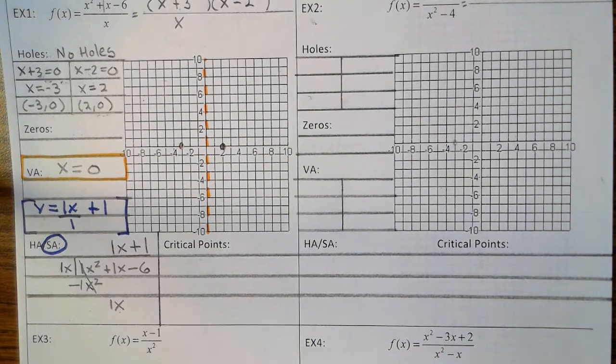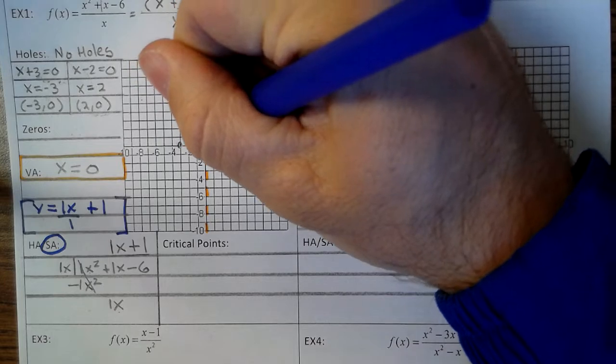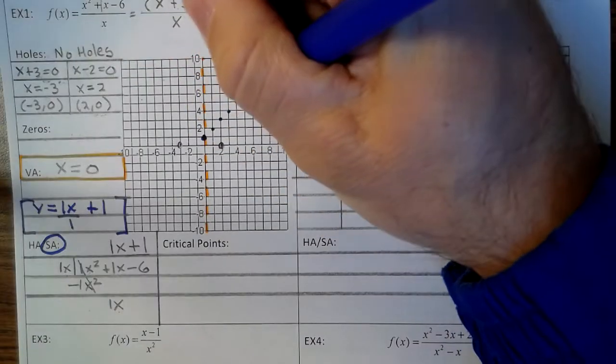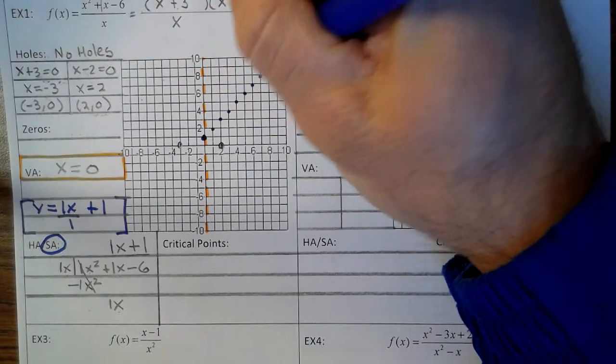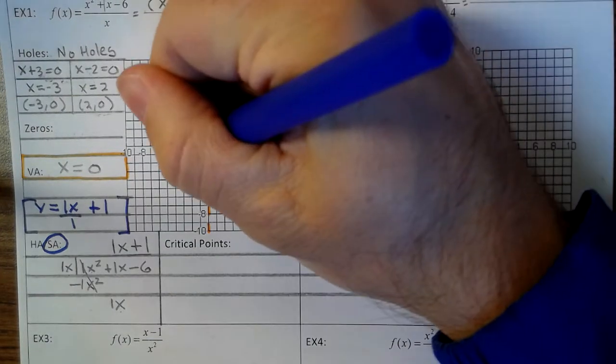Okay, so let's graph that. So we start at 0, 1, and we go up 1 to the right 1, up 1 to the right 1, up 1 to the right 1, up 1 to the right 1, and so on. Now we know we can also go down 1 to the left 1, down 1 to the left 1, and so on.